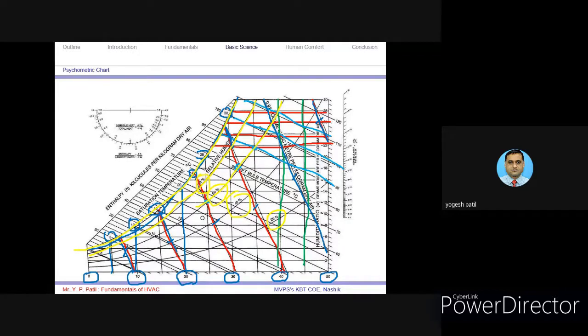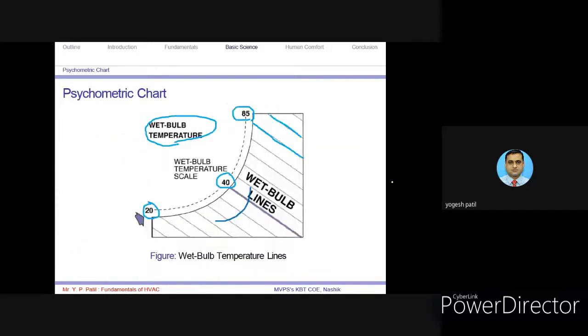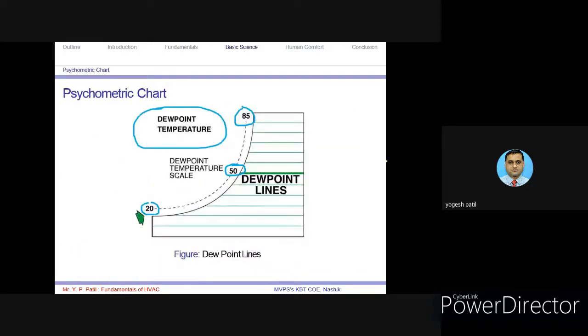If we say 90%, that means we assume this line is not mentioned here, but in between 80 and 100 this line may indicate 90%. So in this way we have to assume some parameters. Then what is there? Dew point lines, dew point temperature. Yes, the fourth parameter is dew point temperature.